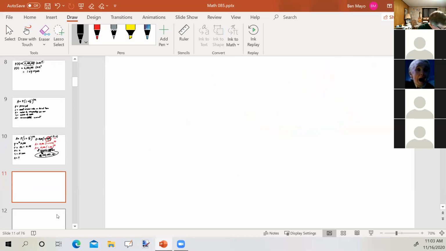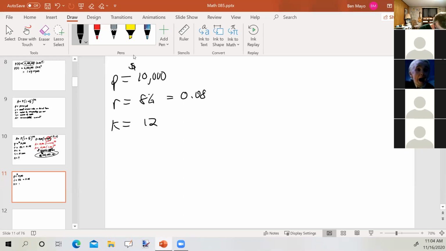Let's take a look at another example. How are we doing for time? We've got time. This says an initial deposit of $10,000 earns 8% interest. This seems awfully familiar. Compounded monthly. Oh, so now K is 12. And let's see here. How much will there be after 10 years?